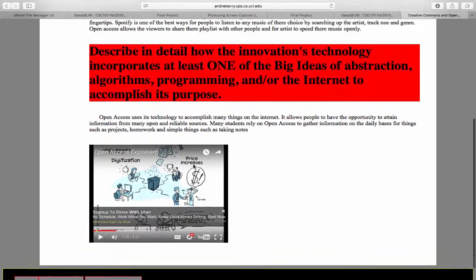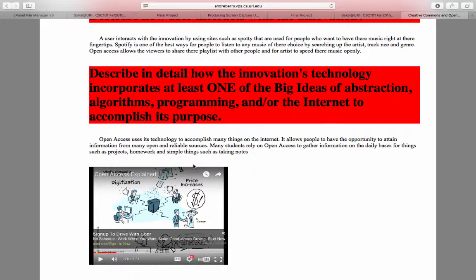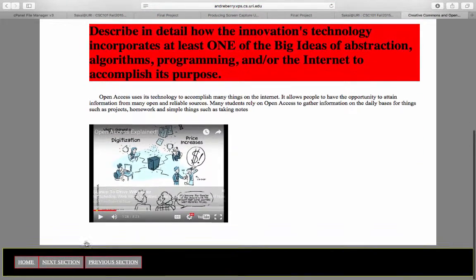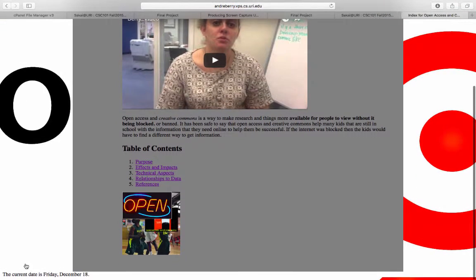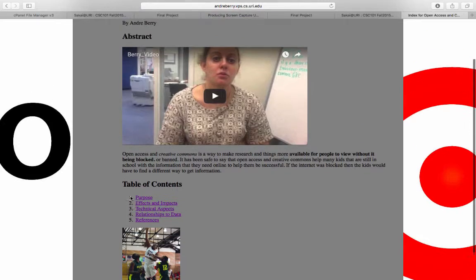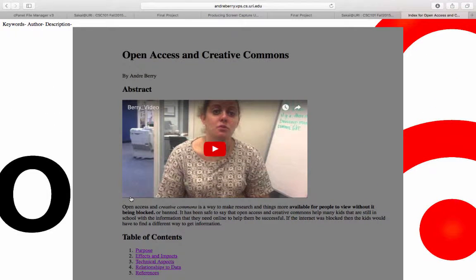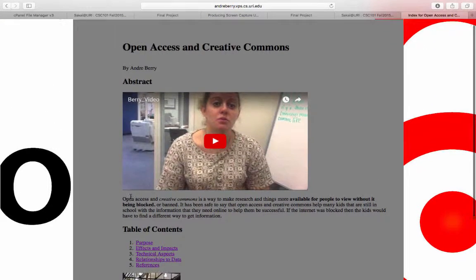So basically, that just explains how open access is digital now, and it gives you free access to everything. And this class has taught me a lot about open access and computer science in general, and I've learned many things that I will use in the future.